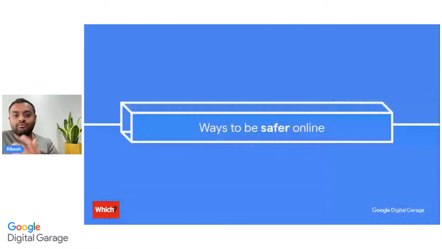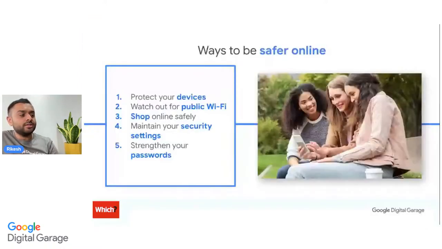So let's kick off with looking at ways in which we can be safer online. We're going to be looking at how we can protect our devices, because we all have devices these days, don't we? Our primary device is a smartphone, but we also have other devices like laptops and tablets. Many of us have multiples of these as well, so we want to make sure that we're protecting them. We also want to watch out for public Wi-Fi. That's something we touched upon earlier on, but we're going to be deep diving a little bit more into that coming up very shortly.